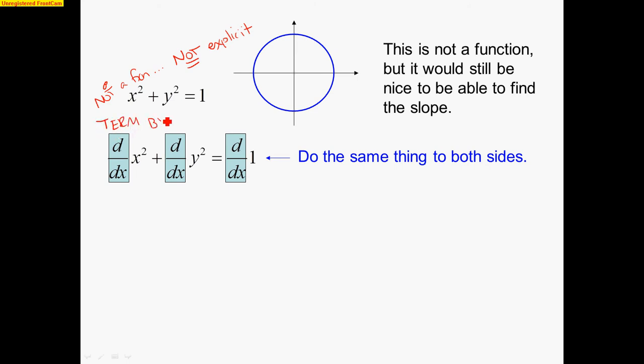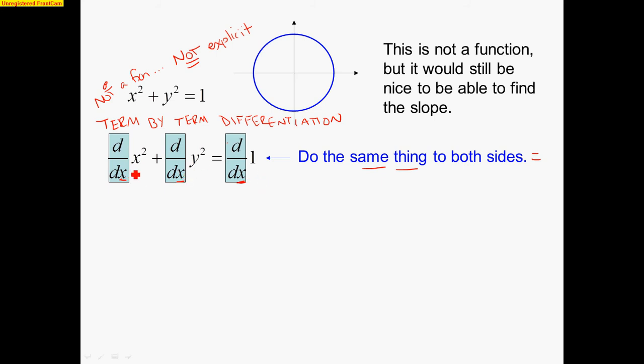Term by term differentiation. All I'm doing is the same thing to both sides of an equation. Here's my equation. I took the derivative of x squared with respect to x, the derivative of y squared with respect to x, the derivative of 1 with respect to x. Do the same thing to every term on both sides of the equation.